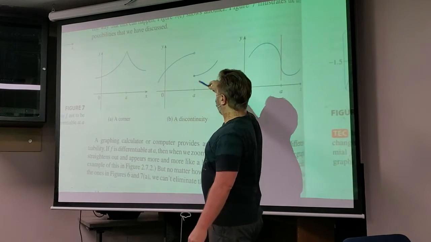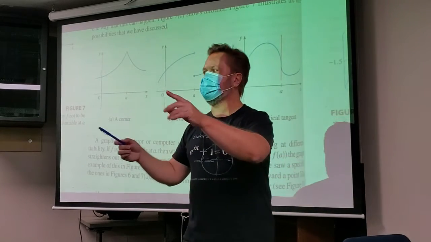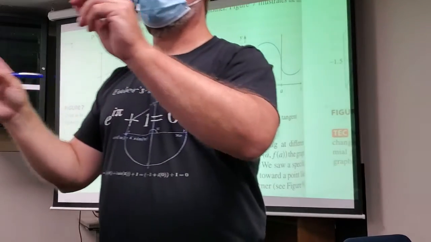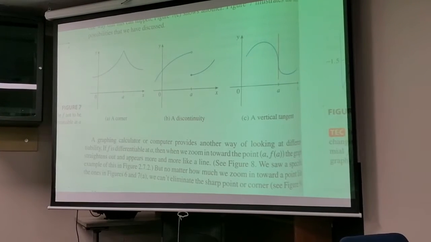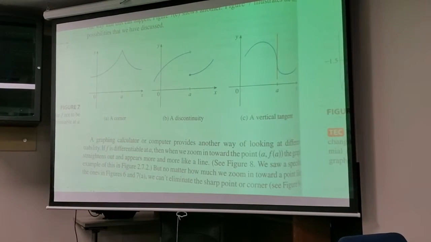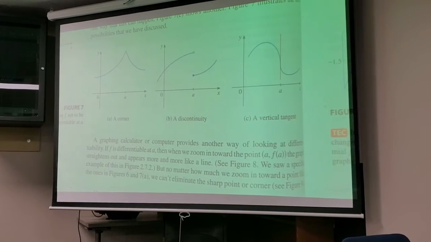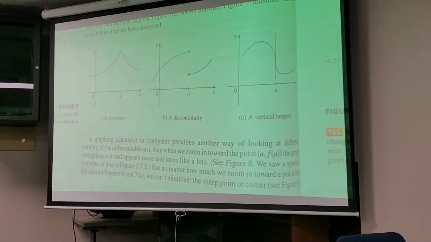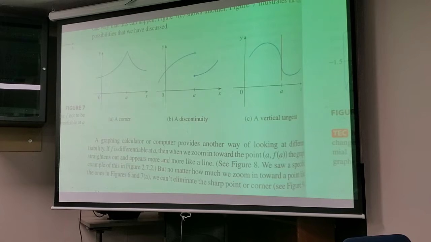A function is not differentiable at a discontinuity, which makes sense, because how is a derivative defined? Somebody remind me the definition of derivative. The slope of a point on a function. Sure. Be more technical. f of a plus h. What comes before what you're saying? Limit as h goes to zero. Does it say h has to be positive? Does it say h has to be negative? So it's from both directions, yes?